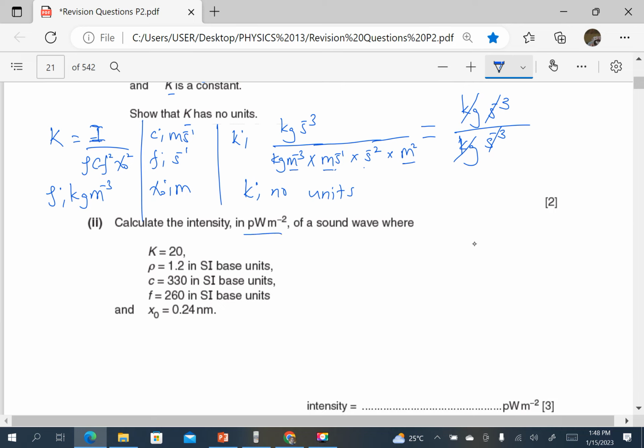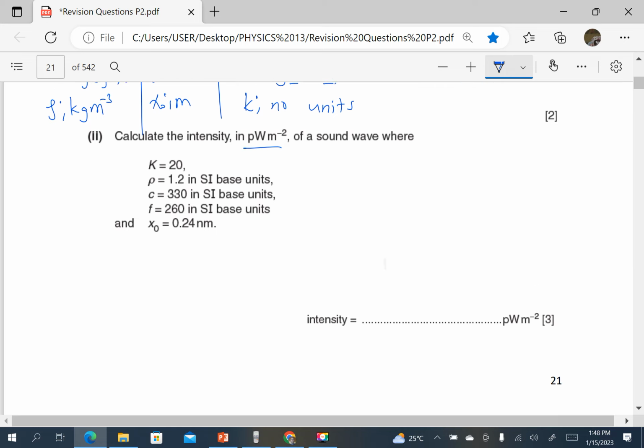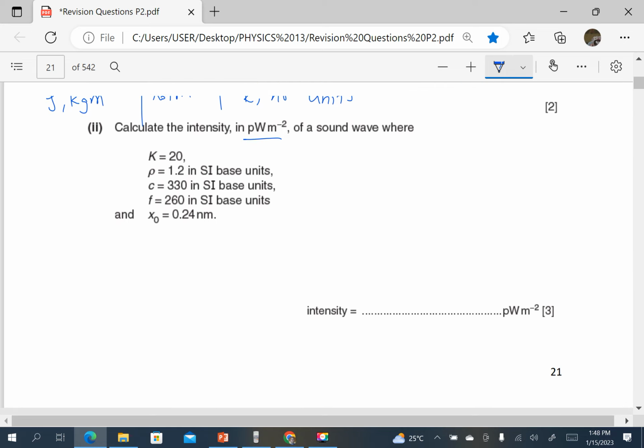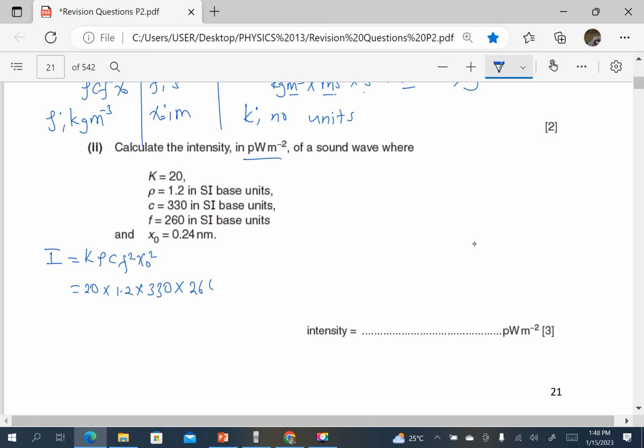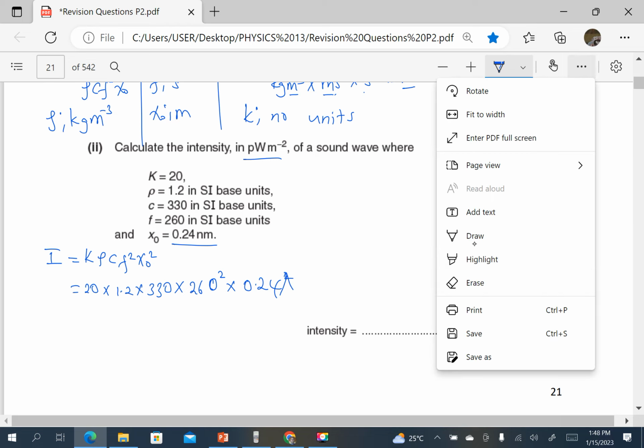Calculate the intensity in picowatts per meter squared of a sound wave. Pico is 10 power negative 12, I guess. So we substitute. Intensity was given by k rho c f squared x naught squared. We are substituting. k is 20, density is 1.2, c is 330, f is 260, but it is squared. x naught is 0.24, but it is also squared, and x naught is in nanometers, so this will be times 10 power negative 9.